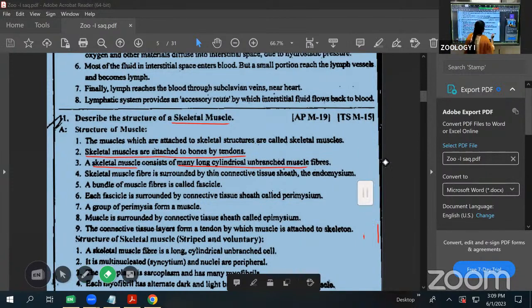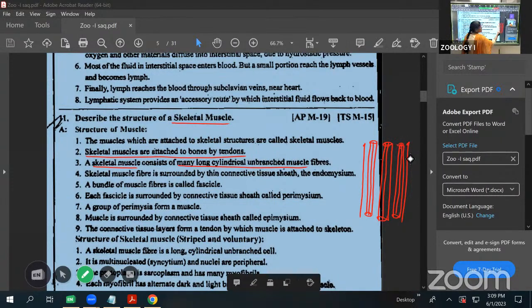Inside of the muscle, for example, this one is the muscle, a number of small sub-bundles are present. These bundles are called a fascicle. Means a number of muscle fibers combine and form one bundle, that we call a fascicle.